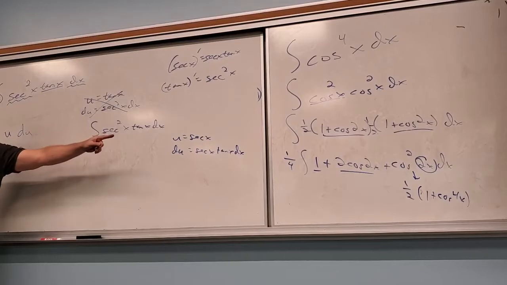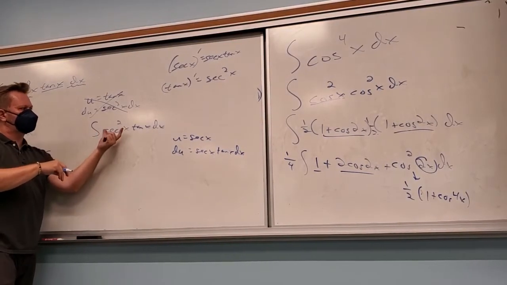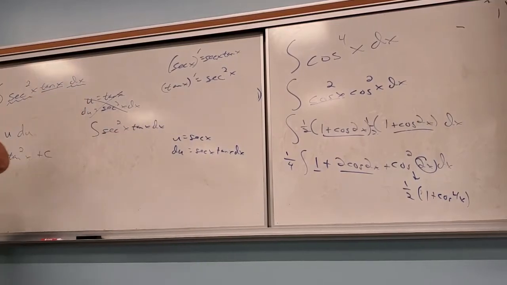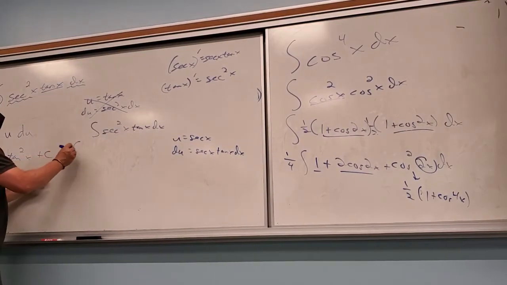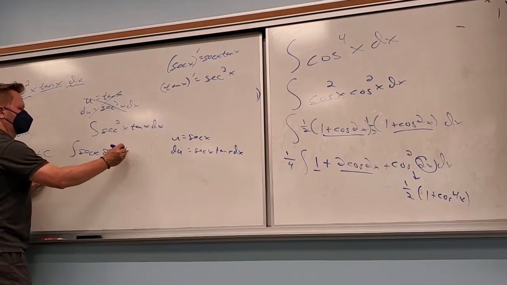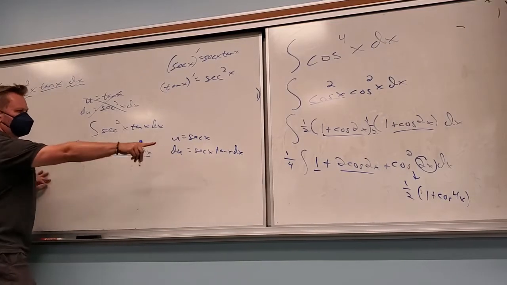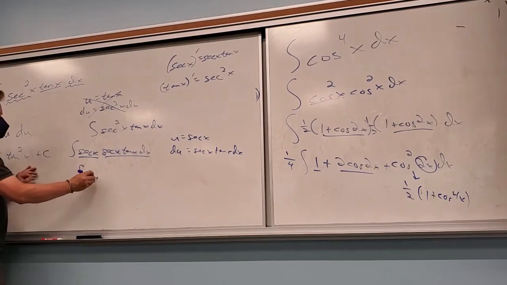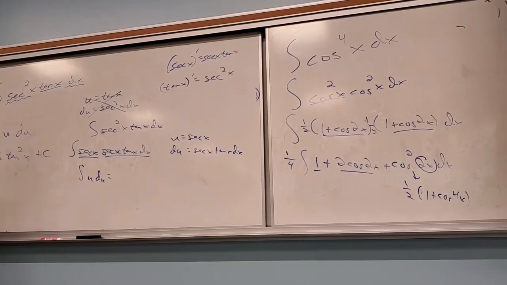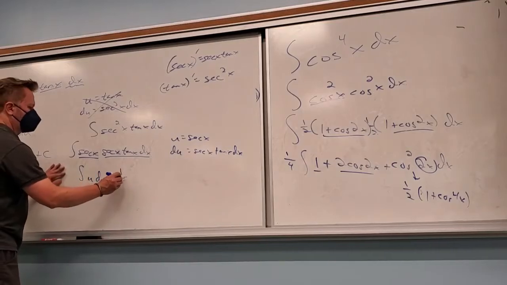Okay, does everybody see that? If I take one of these secants to be u, du is the other secant and tangent, so everything's in there. So I can break this up into secant. I'm just going to do more steps than I normally would. This is going to be u, and this is du. Now we're going to get to a very interesting point here in a second. What's that integral? U squared over 2. Yeah, 1/2 u squared, and what was u? Secant.